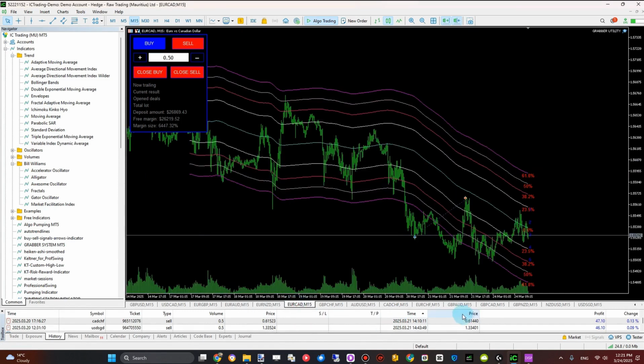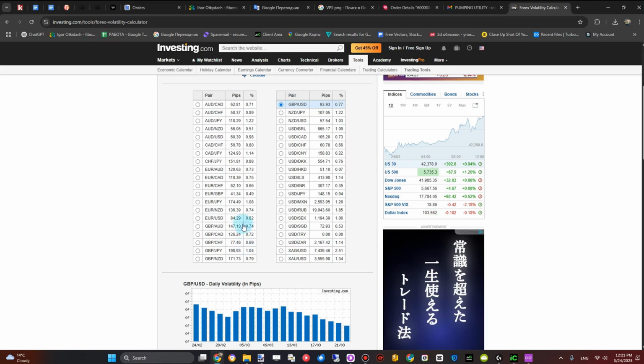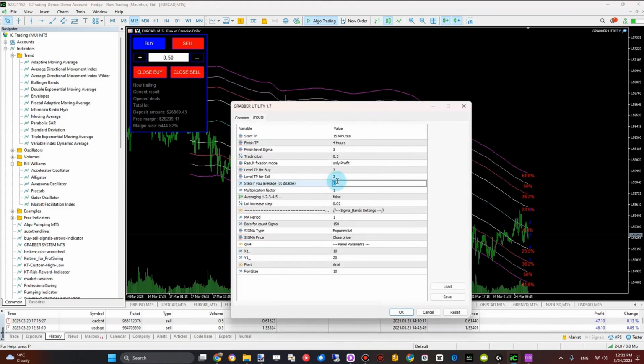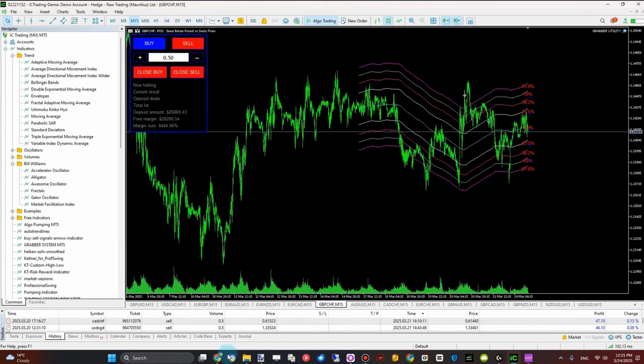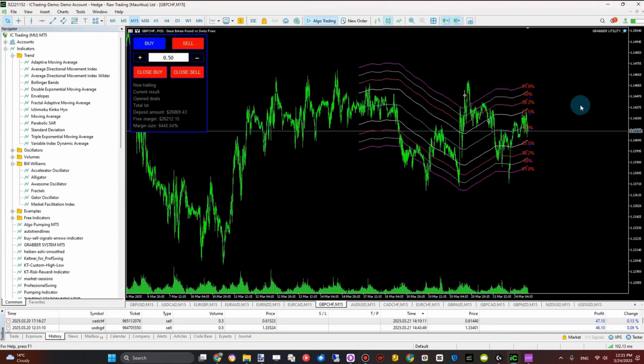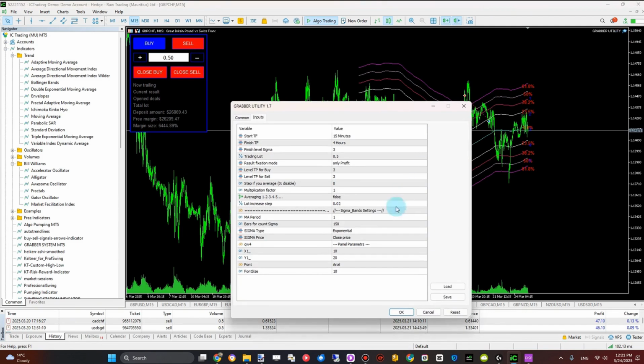Euro against the Canadian dollar. Let's go. Look, here 110. Okay. Set 110. Next, pound against the franc. I would set it to approximately 80 or maybe even a bit more. Well, the pound is such a volatile currency.